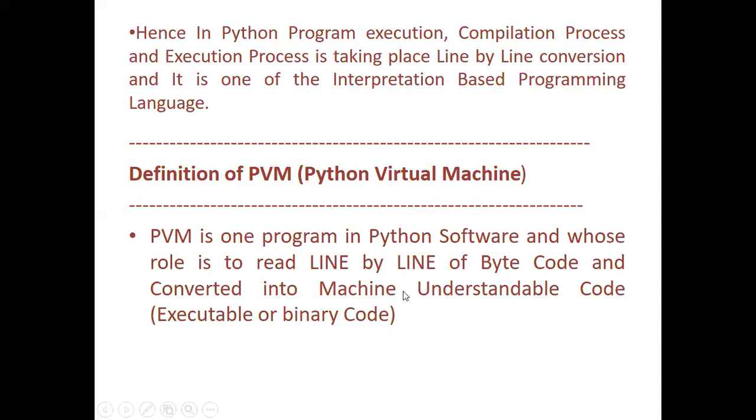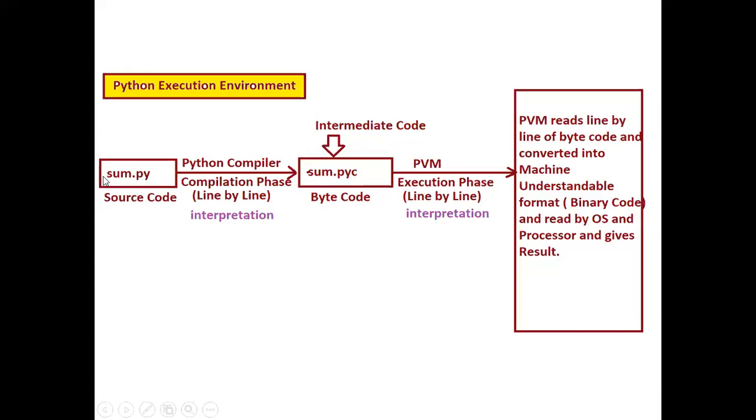I have shown you in the format of a diagram also. I have saved the file with the .py extension. The compilation process takes place. It reads the source code line by line and internally saves it in the form of bytecode, that is sum.pyc. Then the execution process takes place. It reads the bytecode line by line and converts it into the machine understandable format. We all know what format the computer understands: that is the binary format. And later it gives the result.